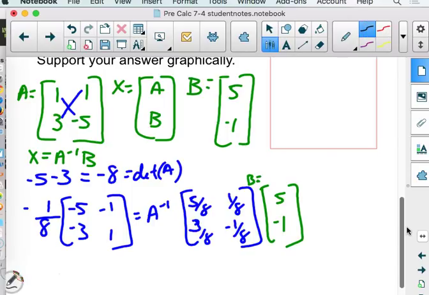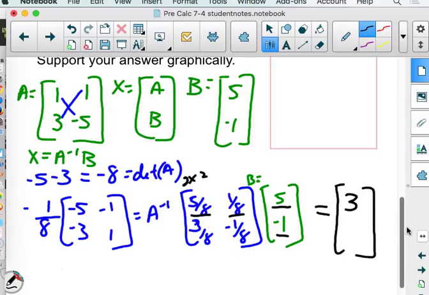So let's see what we get. Row 1 times column 1 and add the results. So 5/8 times 5 would be 25/8. 25/8 plus -1/8 is 24/8, which is 3. And we realize we have a 2 by 2 and a 2 by 1, so our result should be a 2 by 1 when we get done.